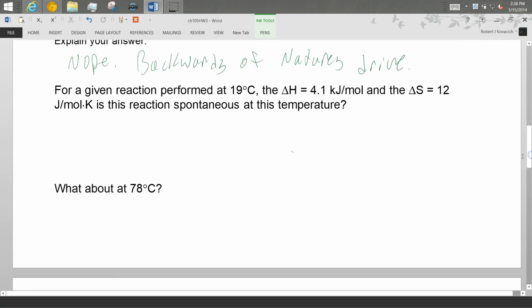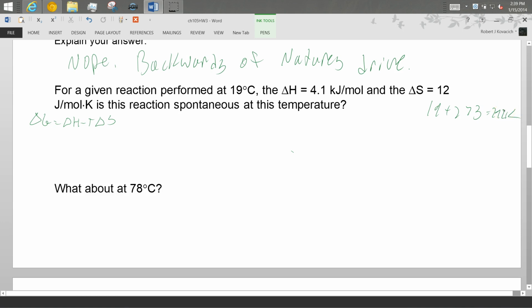This problem is a little tricky, but not a lot tricky, just a little tricky. So the equation for this is that delta G is equal to delta H minus T delta S. What's the tricky part of this problem? One, you've got to remember to transform that 19 degrees Celsius into Kelvin. So 19 plus 273, 292 K.